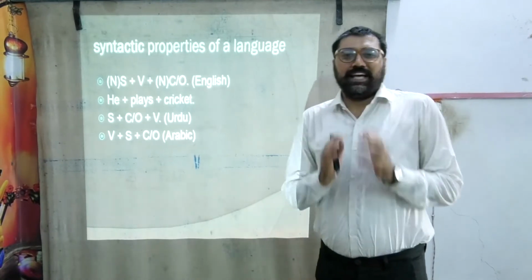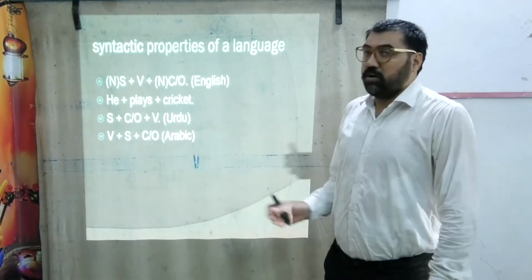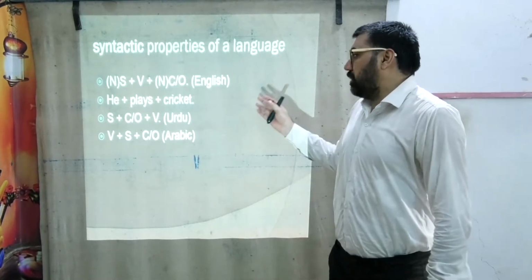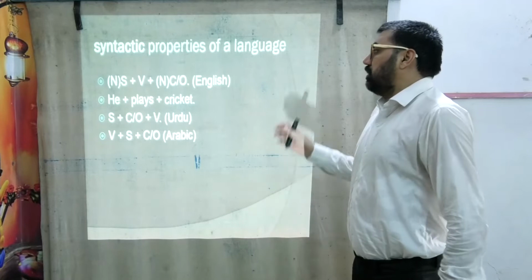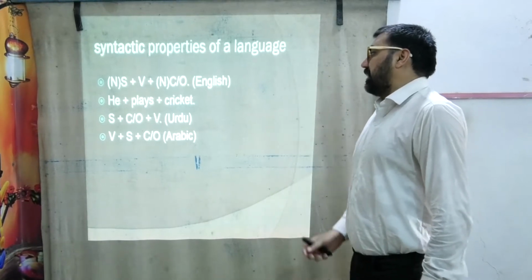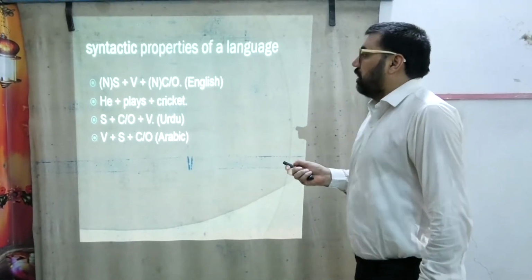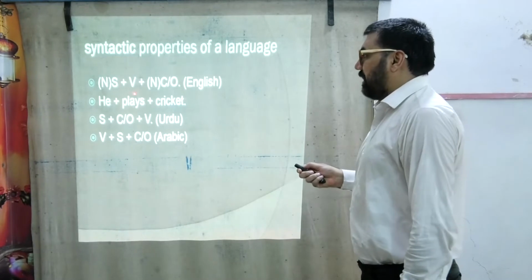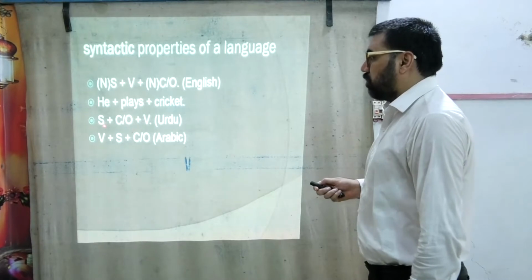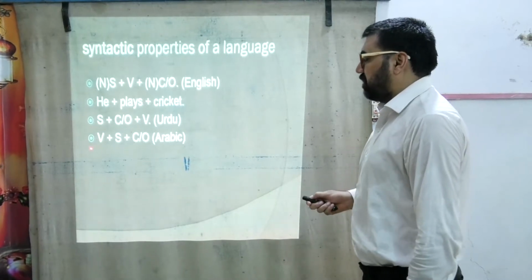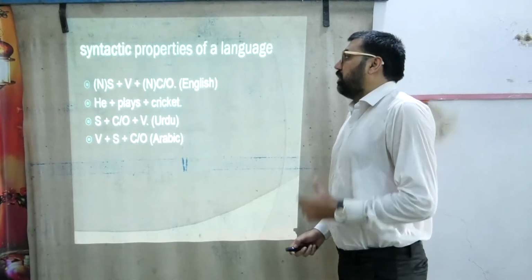Now, each language has different syntactic properties. We are going to talk about the different properties of a language. For example, in English, the order is first subject, then verb, then object. In Urdu, first subject, then object or complement, then verb. In Arabic, first verb, then subject, and then object. Those are the different kinds of properties of a language.